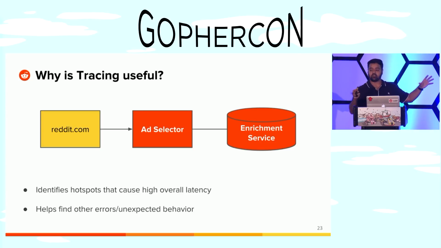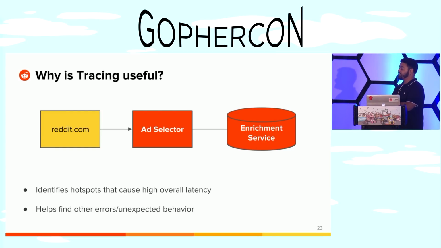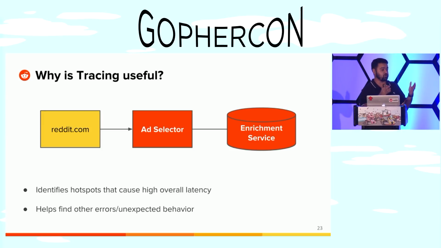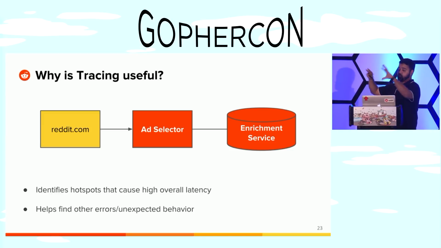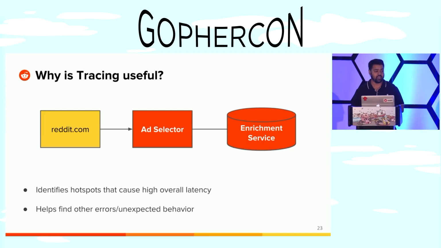So again, this is part of our infrastructure. There's reddit.com, the backend, talking to ad selector and enrichment service. With distributed tracing, what would happen is each service would emit timing information about its processing. So the time it took to process the request, it would emit that, and that would go to a collector. We use Zipkin, and the collector would then collect it from all these services and join them together and give you a unified view of what things look like.